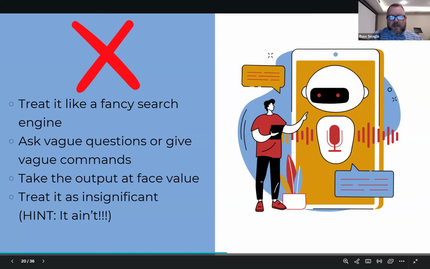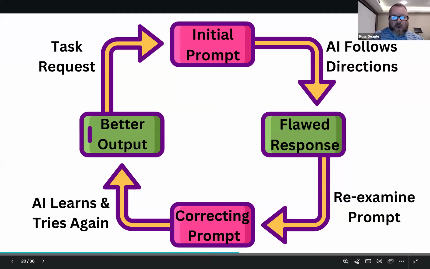This is not insignificant. AI is going to be with us. It's going to be here. And the way this works is we prompt it. It gives us something that we don't particularly care for, or it's not great. We're going to correct it. It's going to give us better output. And it's learning throughout this whole cycle. It's learning the whole time.